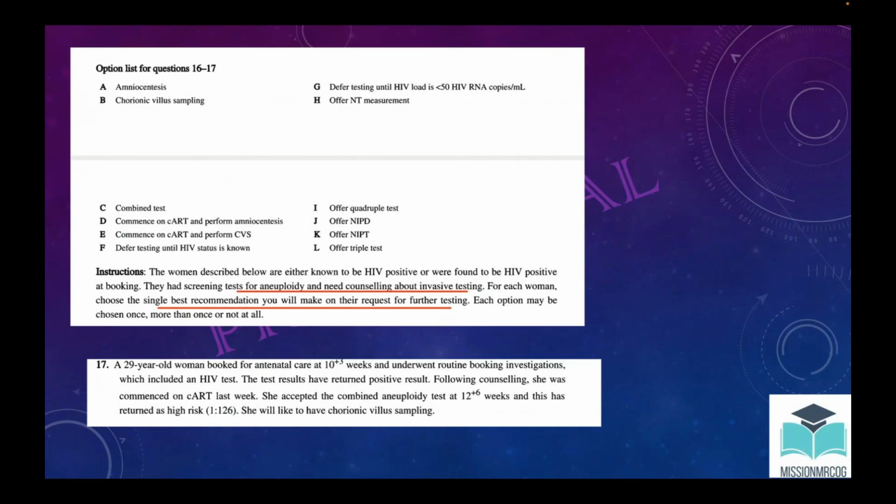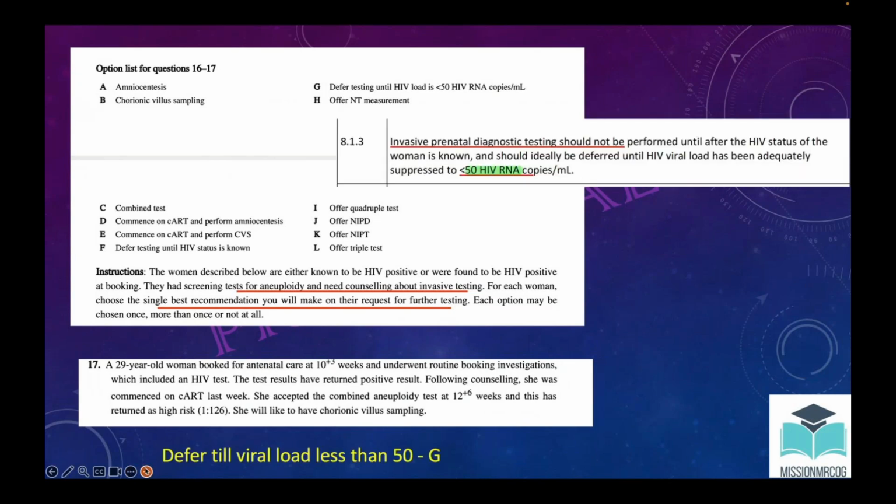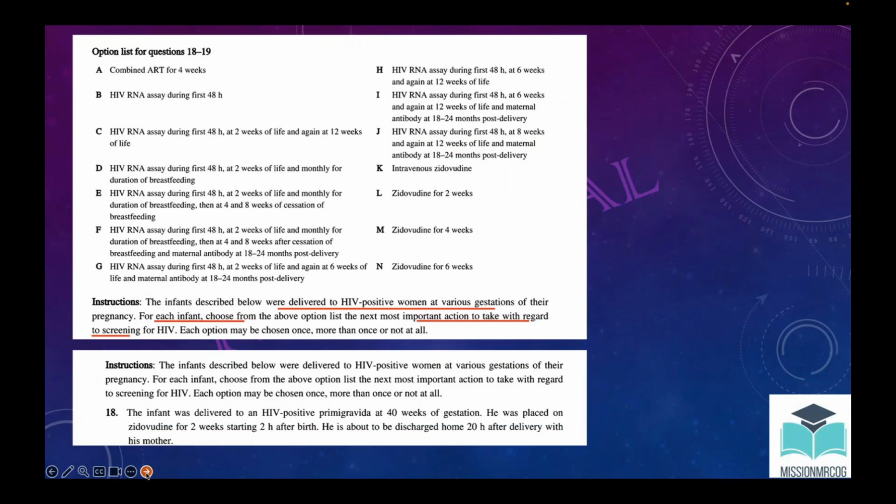Option G, viral load. Because here the patient has confirmed HIV, you can defer until the viral load is less than 50. So G is the answer. This is from the guideline: invasive perinatal diagnostic testing should not be performed unless HIV viral load is less than 50 copies per ml. Now here the patient has delivered, an HIV positive woman. So for the baby who is born, you have to find out about the screening for HIV.